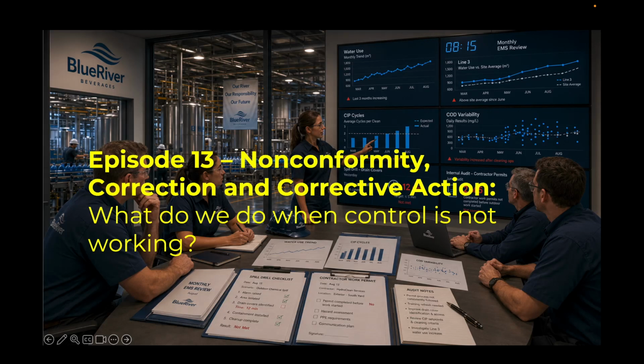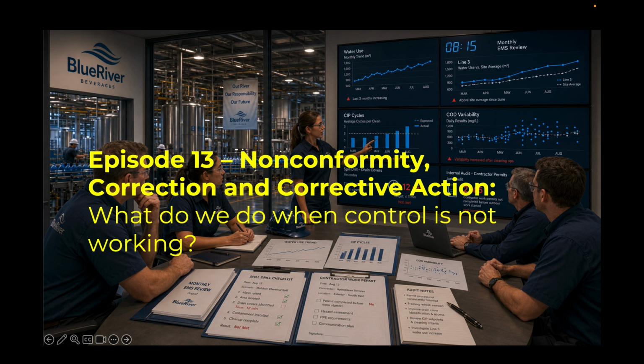We are back at BlueRiver. This time we are not walking near a drain, we are not responding to a spill, we are not looking at one isolated alarm. We are in the monthly EMS review meeting. On the table there is evidence.